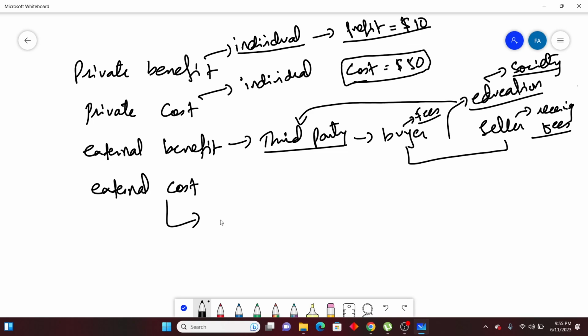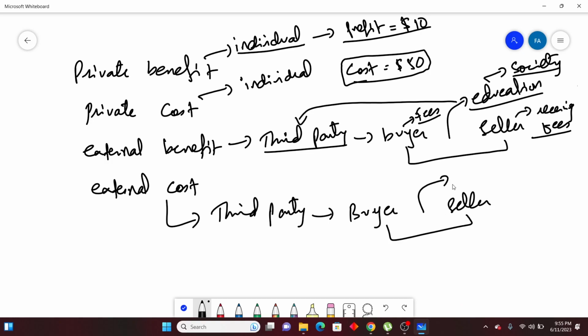If I talk about the external cost, this is a cost on the third party. Like I've told you already, the buyer is there, the seller is there. So there is a third person who is not involved in the transaction. Now this time I can give you an example of noise pollution and air pollution.